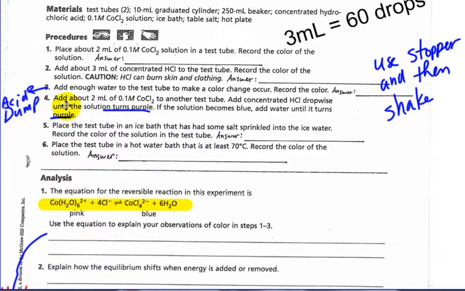Then after you've rinsed out the test tube, again put 2 mL of cobalt chloride into a test tube. Add concentrated HCl dropwise until the solution is a purplish color. If the solution becomes blue, add water to turn it purple. So add just a little bit at a time. Again, use a stopper, shake it to get a purplish color.